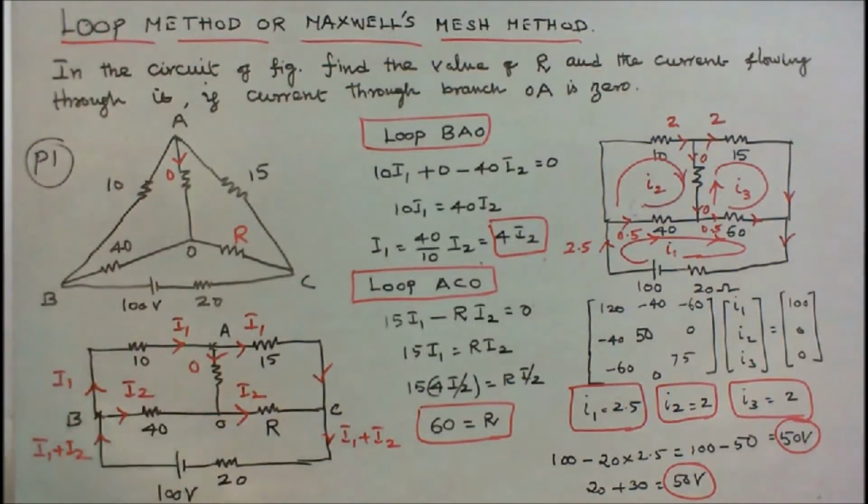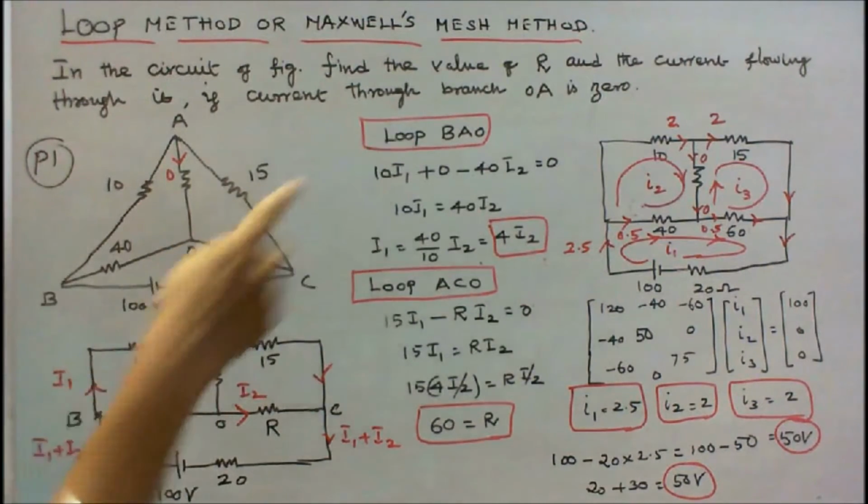I redraw the diagram like this. This is 10 ohm, this is 15 ohm, this is 40 ohm, this is resistance R, unknown resistance R, this is 20 ohm, this is 100 volts. Now I write the loop equation.